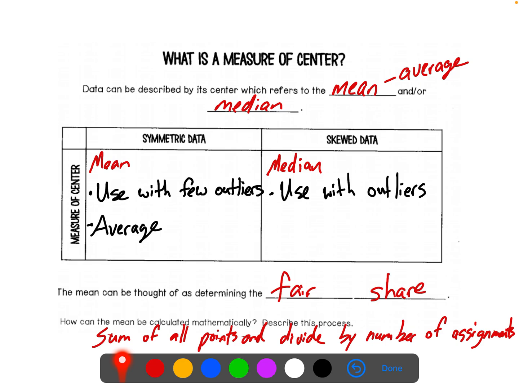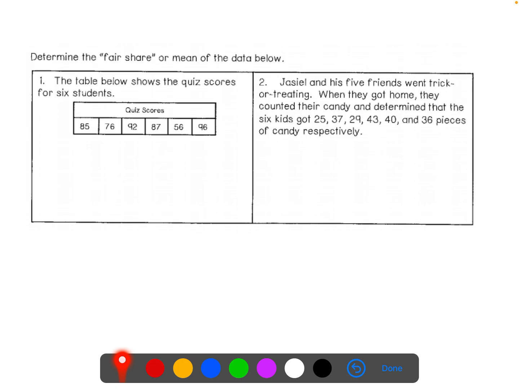Okay, now let's look at an example to hopefully clear up any confusion. Now, right now we're focusing on mean. On the back half of the worksheet, we'll focus on median. So here we're determining the fair share or the mean or the average of the data below. So I'll do the first one here. It says the table below shows the quiz scores of 6 students. So we're going to be finding the average of these scores of the 6 students. This is something that we would do to find like a class average if there were only 6 students in the class.